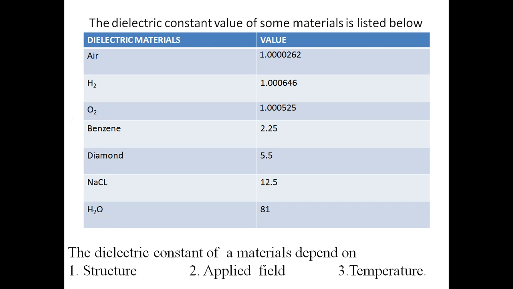There are some dielectric constant values of some materials listed below. See, the list is of dielectric materials and their respective values. For benzene the value is 2.25, for diamond it is 5.5, HCl is 12.5, H2O is 81. These dielectric constants of a material depend upon the structure, applied field and the temperature.